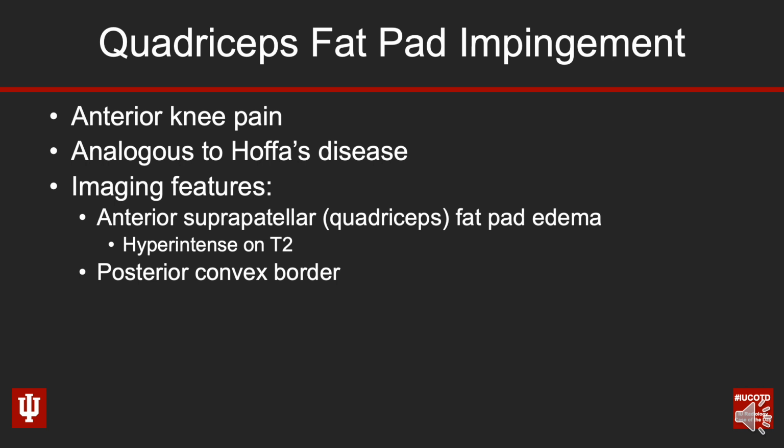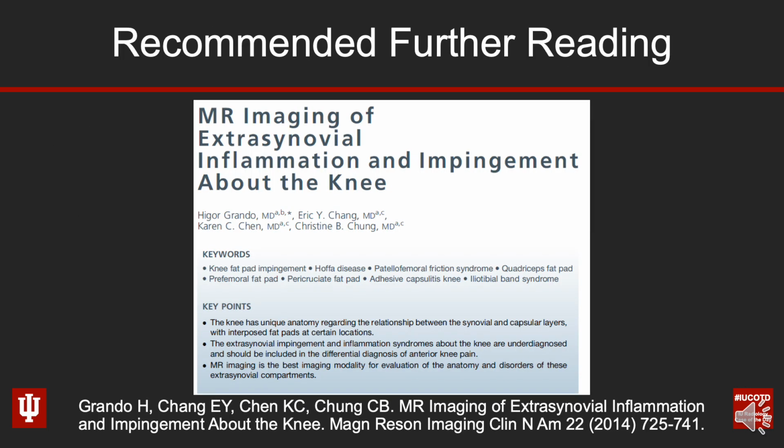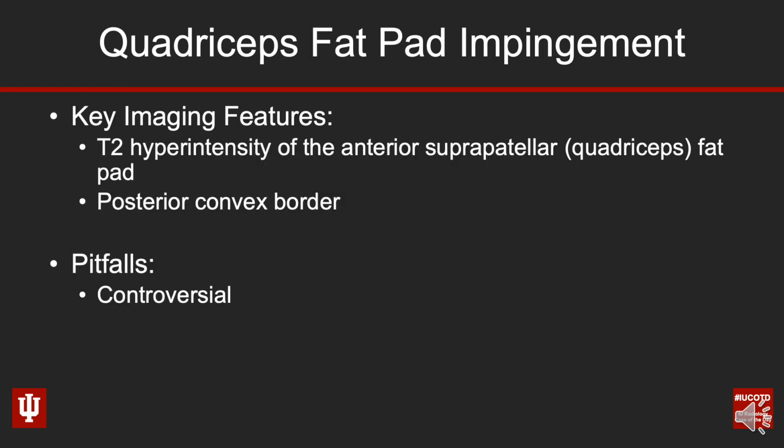In any case, findings of quadriceps fat pad impingement include edema with high T2 signal and a posteriorly convex border of the fat pad. For more reading on other impingement syndromes and other disorders of the knee, I'd like to recommend this article.